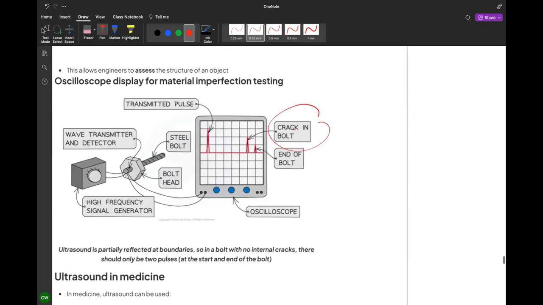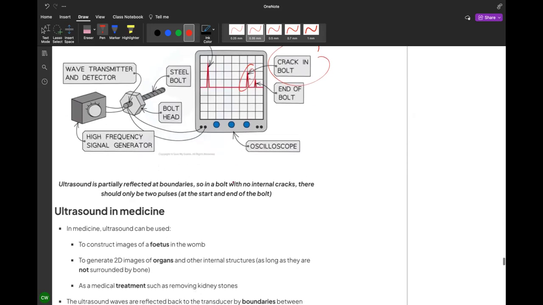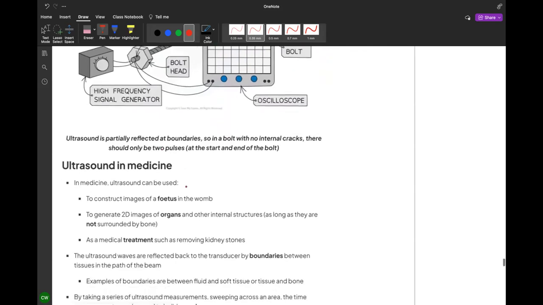If it has a crack, that means the wave will take a shorter time to return. If no crack, then it takes a longer time. Okay. This one is not so important. Just tells you that got crack or no crack.